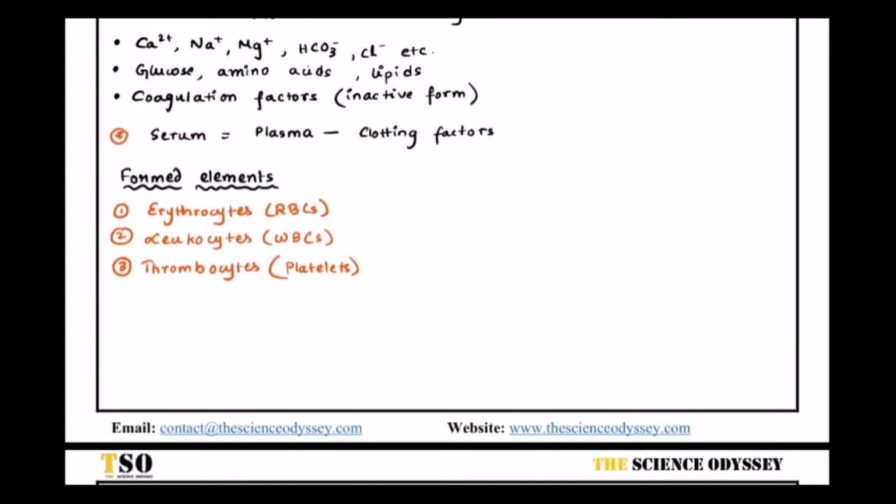Now, all of these formed elements, if we compare it to the whole blood, then they occupy about 45% of the complete blood. Right. Now we're going to go into details with the formed elements, starting off with erythrocytes.